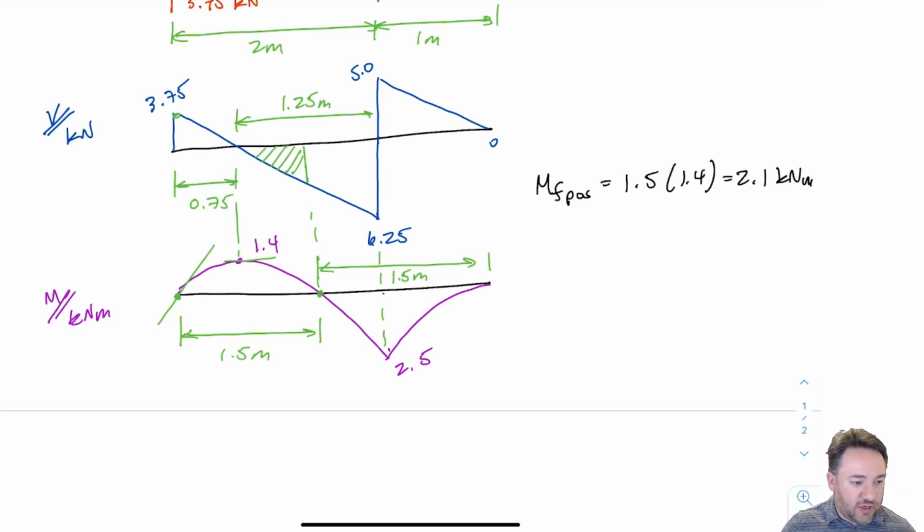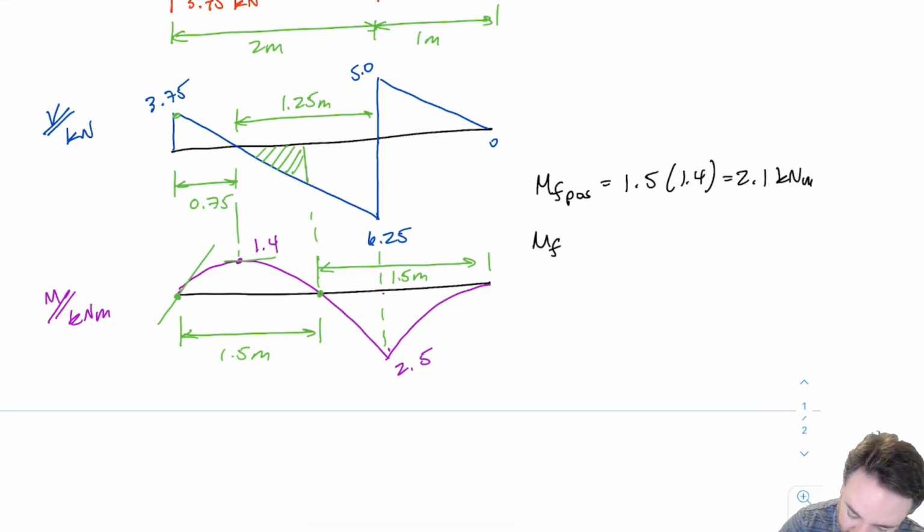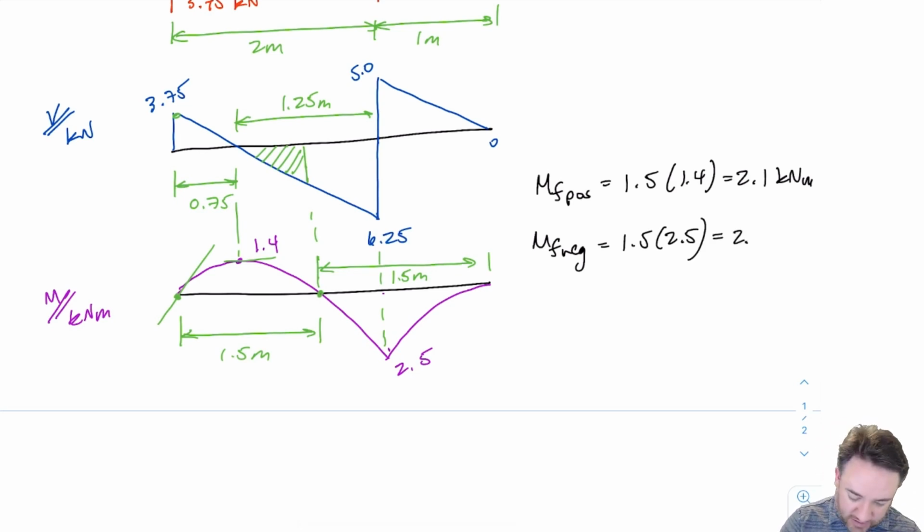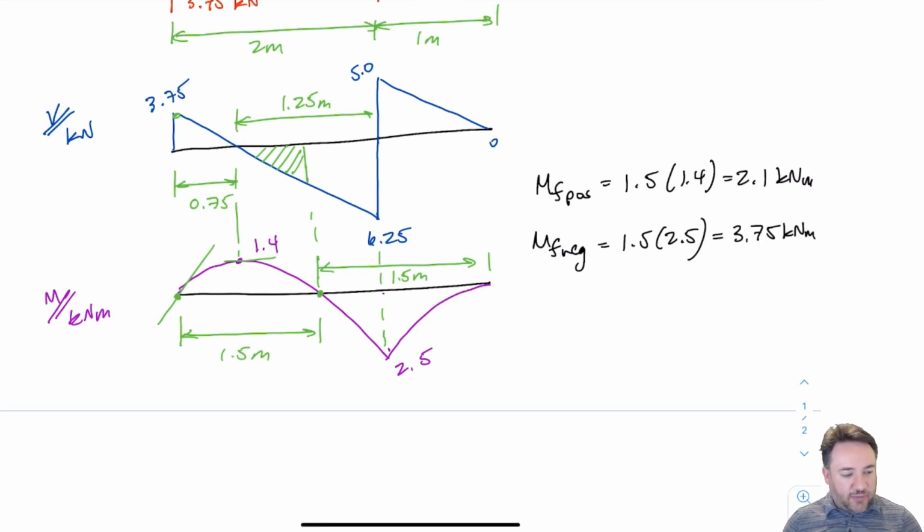And positive moment here being a downward deflection kind of moment, concave up. And MF negative equals 1.5 times 2.5. And if you need a review of all these things, there are many other videos on my channel for structural analysis, and you can go review those yourself. They're not the primary goal of this particular course. 3.75 kilonewton meters.